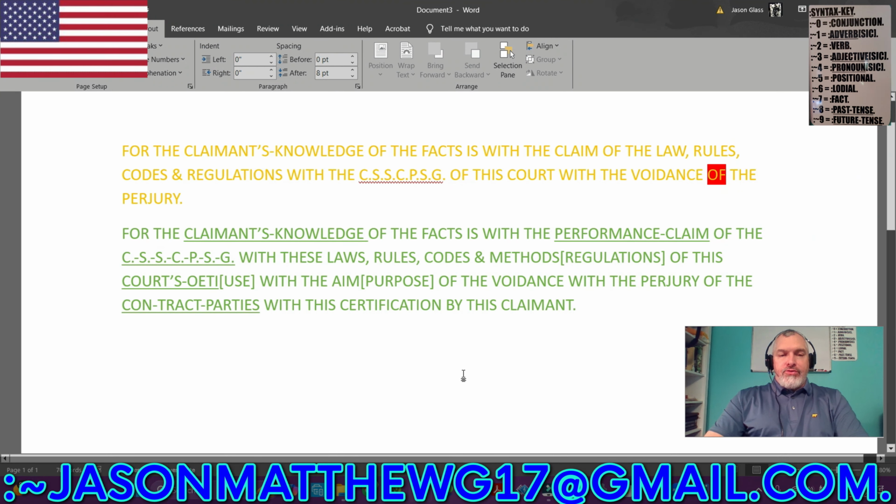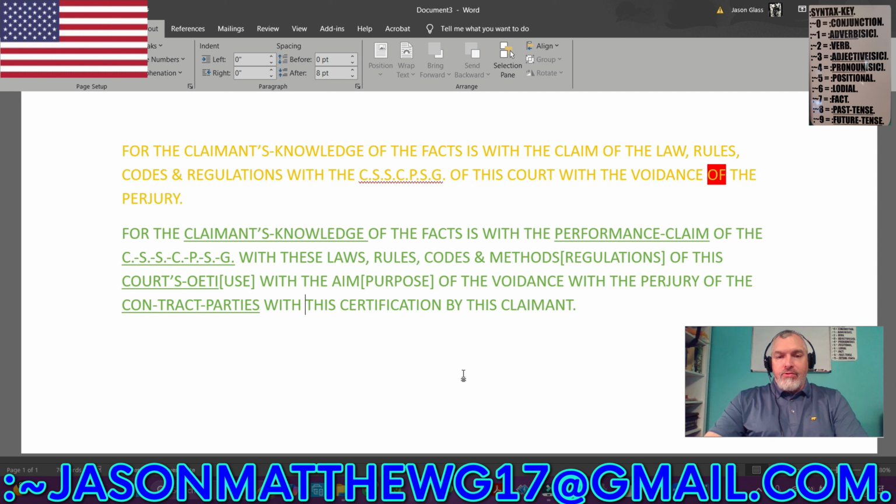So my translation and the way I would write this would be, for the claimant's knowledge of the facts is with the performance claim of the correct sentence structure, communication, PARSE, syntax, grammar with these laws, rules, codes, and methods of this court's usury with the aim of the avoidance with the perjury of the contract parties with this certification by this claimant.